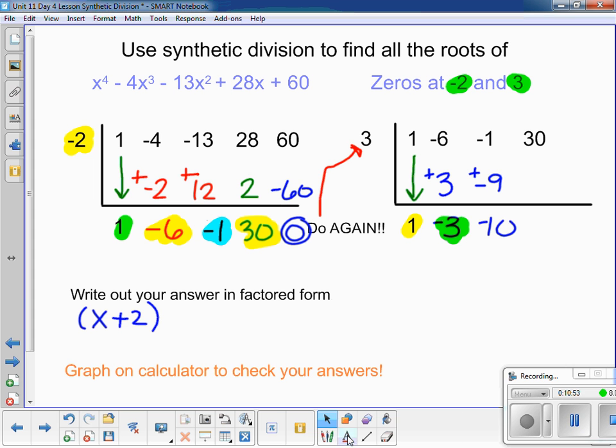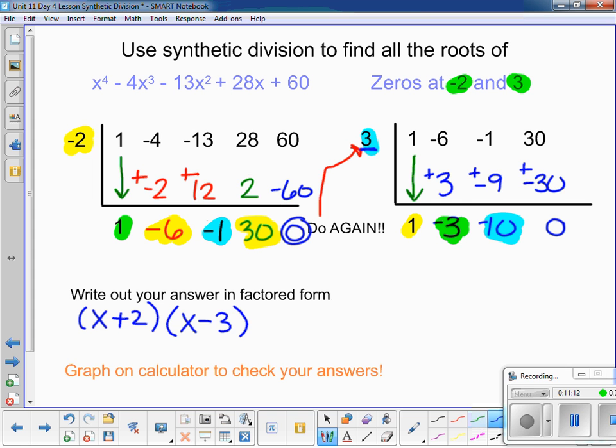And then lastly, it's 3 times negative 10, which is negative 30. Always add, and I get a remainder of 0, which means I'm going to have a nice answer. It also means that I have a root at positive 3. So if it's at positive 3, when I write it in my factored form, I write minus 3 in my parentheses.